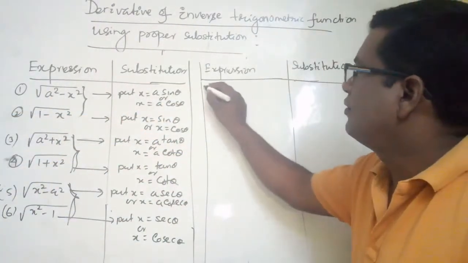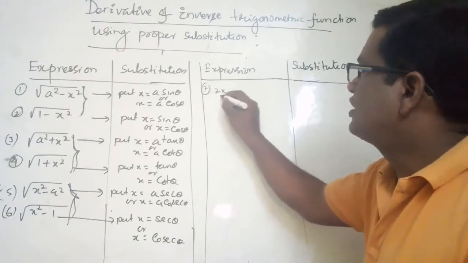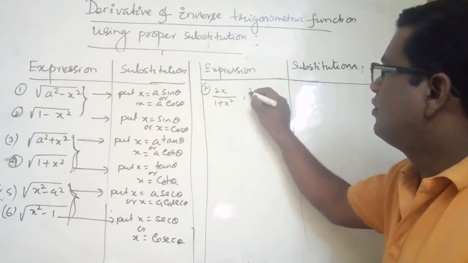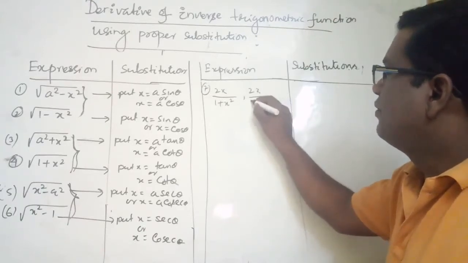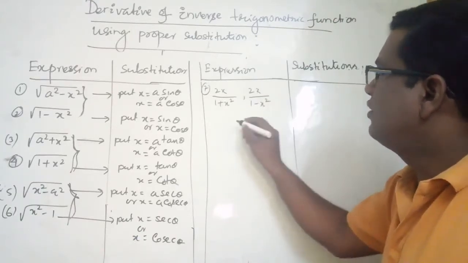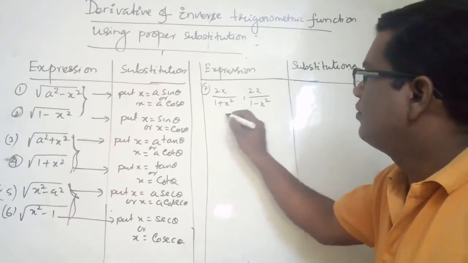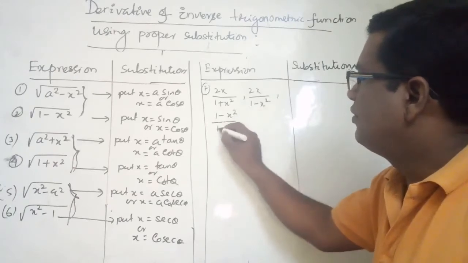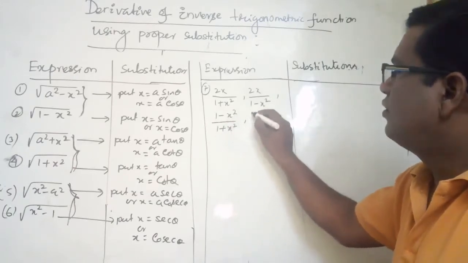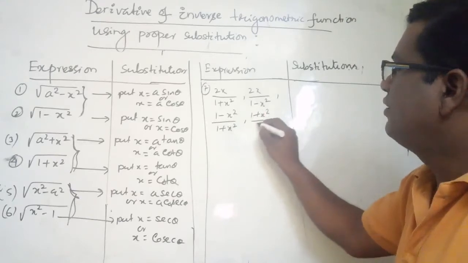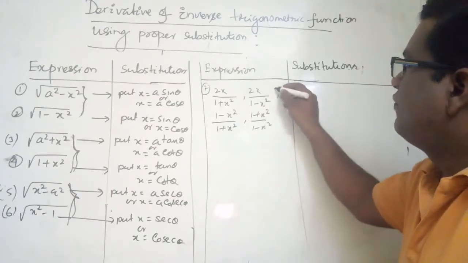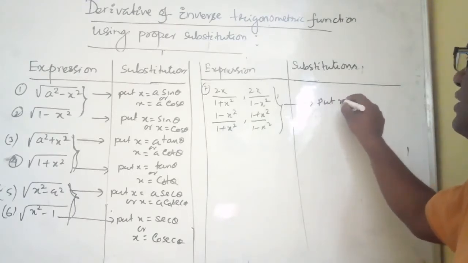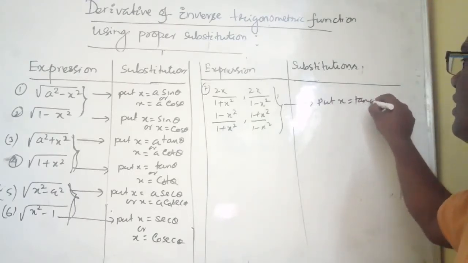Now 7: 2x by 1 plus x square or 2x by 1 minus x square or 1 minus x square by 1 plus x square or 1 plus x square by 1 minus x square. For all, put x is equal to tan theta.